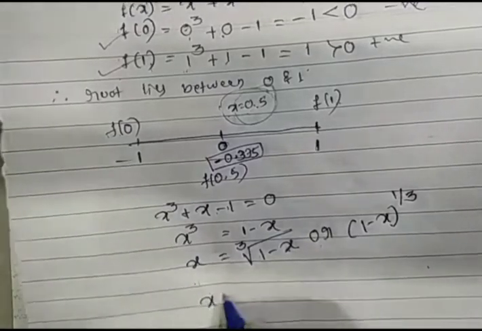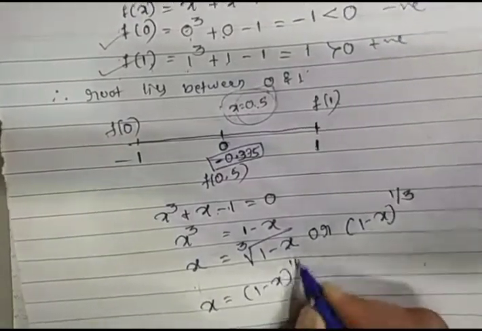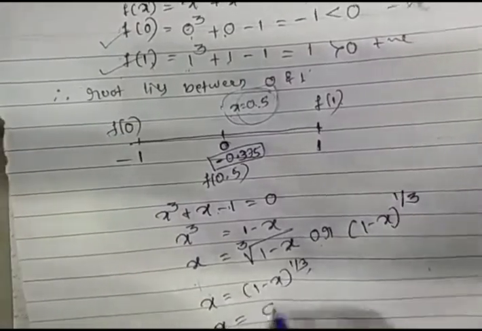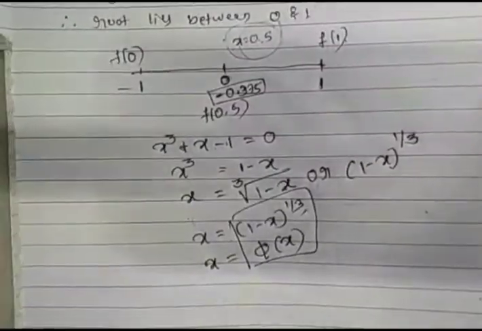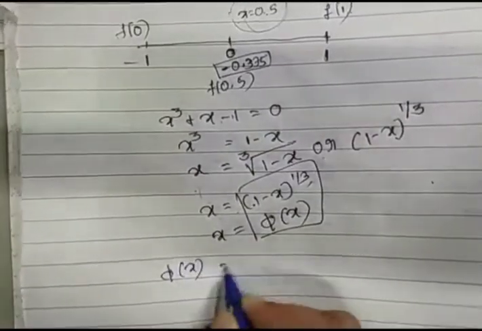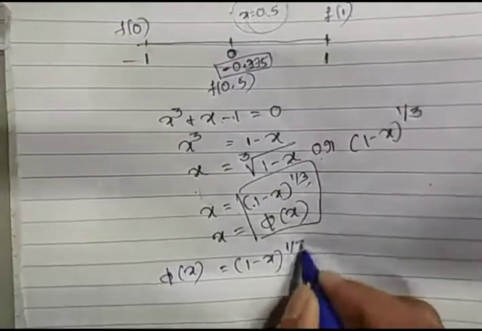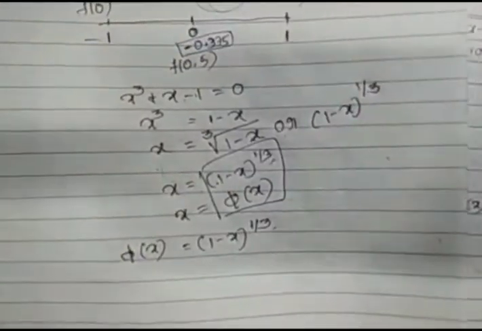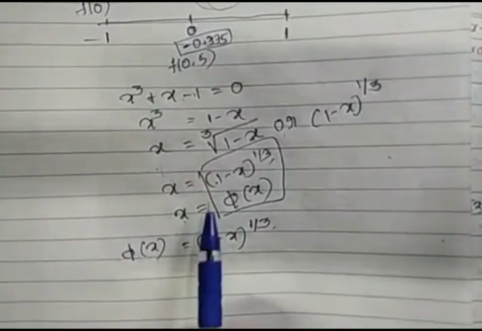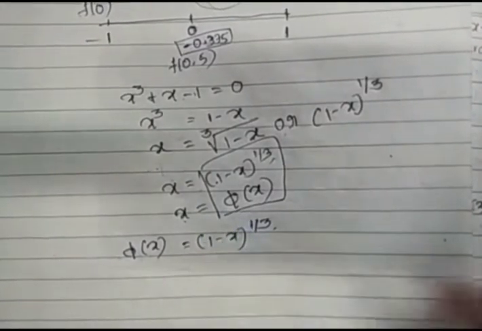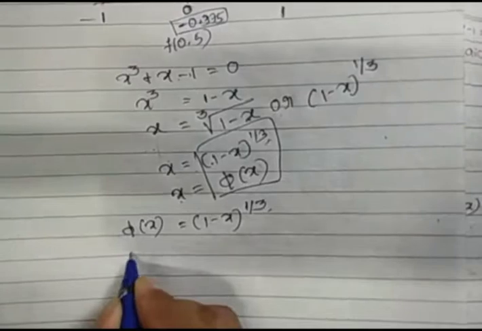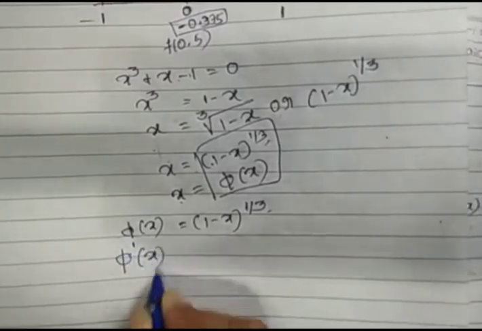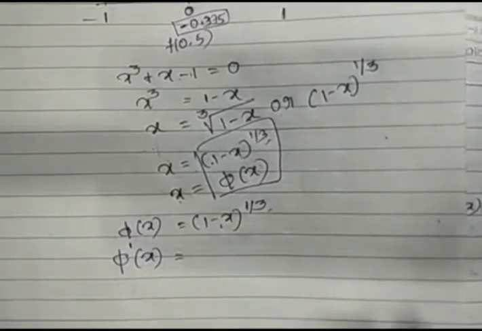Now this is in the form of x is equal to 1 minus x raised to 1 by 3. Now this is in the form of x is equal to phi of x. The required phi of x is 1 minus x raised to 1 by 3. So once we express the given equation in terms of x is equal to phi of x, then we have to take the derivative of this phi of x. Now we need to take its differentiation.